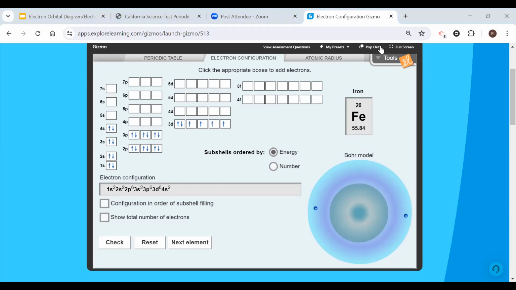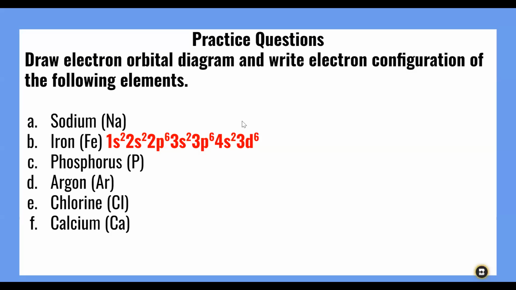I want to emphasize about iron, the simulation. Number one, I messed up in the simulation. And number two, you find out that it put 3d before 4s. So this is 4s2 before 3d6. I want to emphasize that, okay? Sorry about the error.